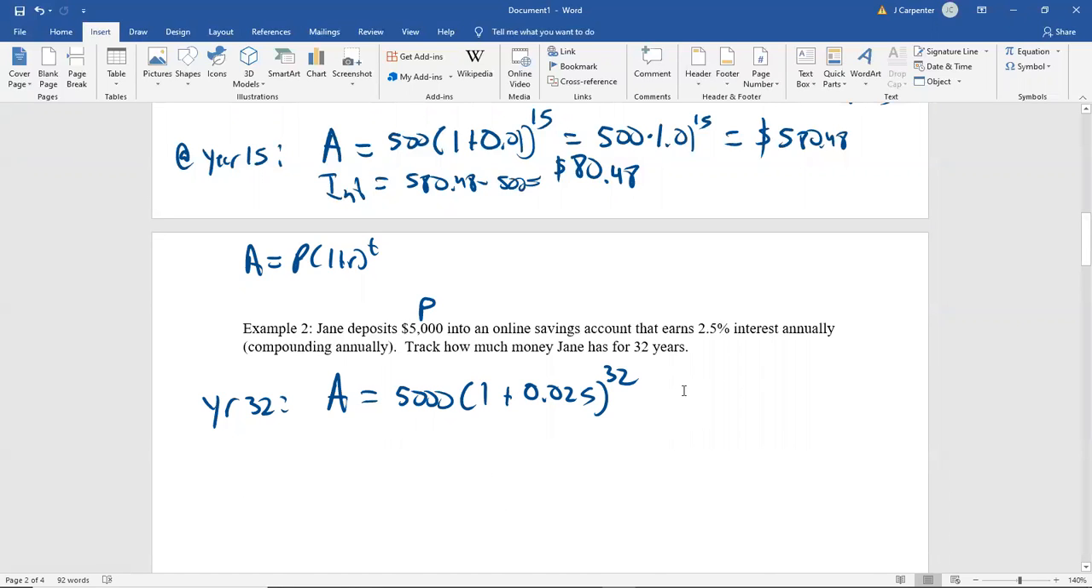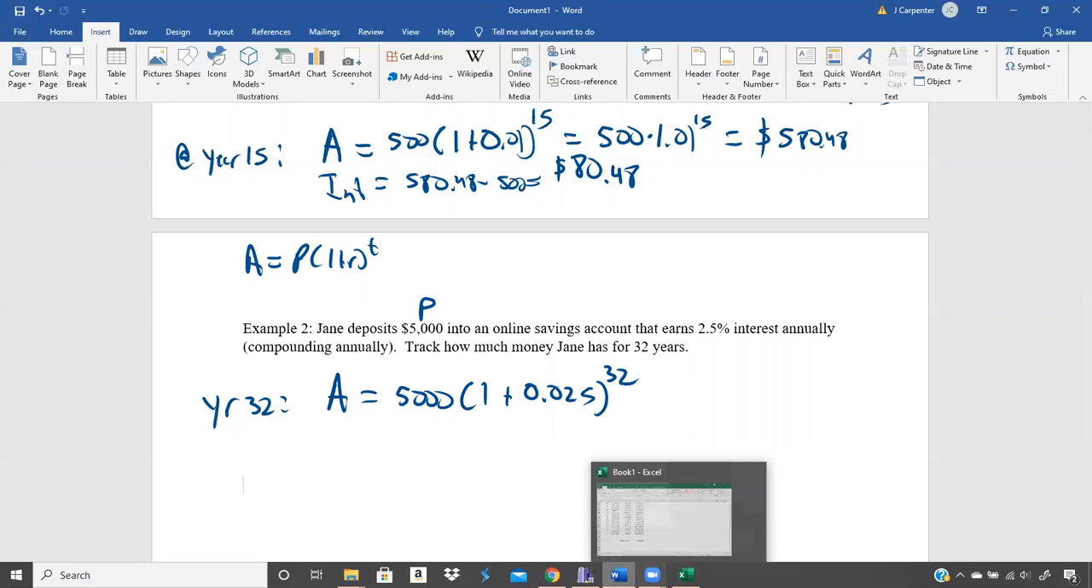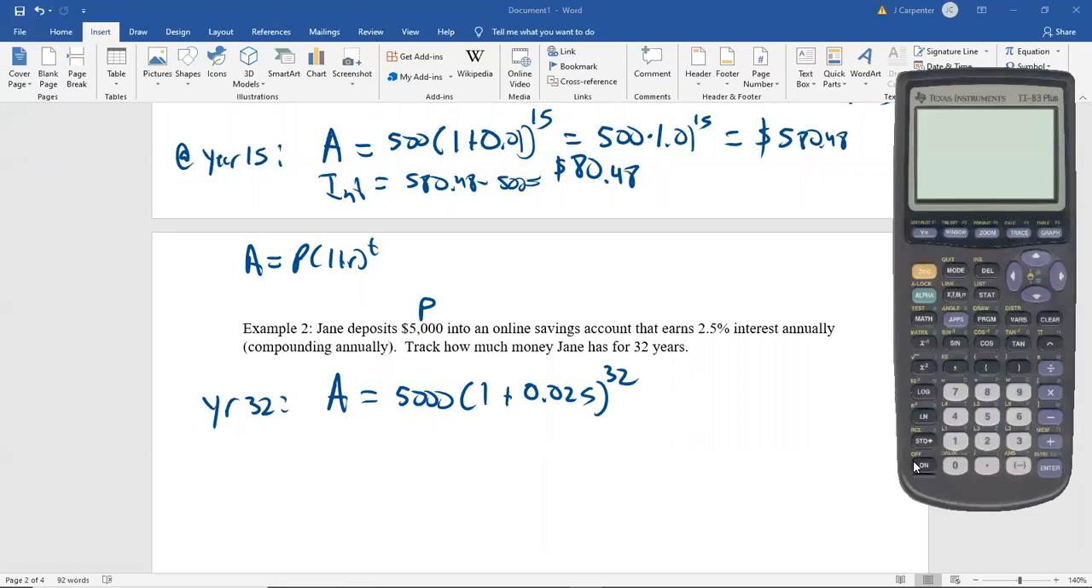Again, you don't have to simplify any of this. You can just let the calculator do all that for you. And that's what I'm a fan of. The less I have to do, the less likely I am to make a mistake. 5,000. Again, you might have to hit times in your calculator, so I'll show it that way. Open a parentheses. 1 plus 0.025. Close the parentheses. This upside down V is our exponent. We call it a caret. And then 32 years. Drum roll.